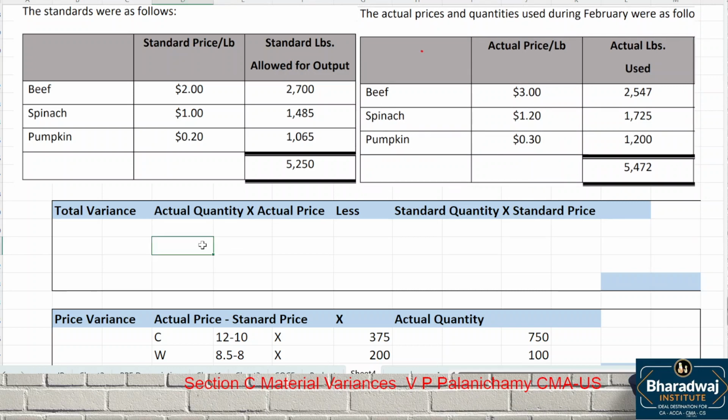Someone of you can unmute and tell me. The total is 10,071. Minus standard quantity into standard price total, this one. It is 7,098. The difference is unfavorable.